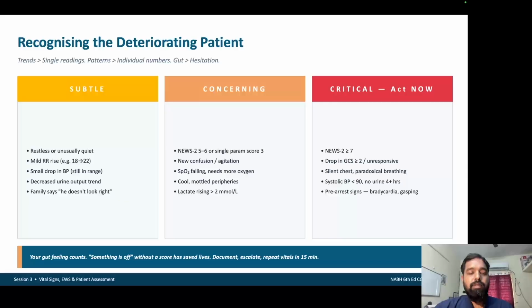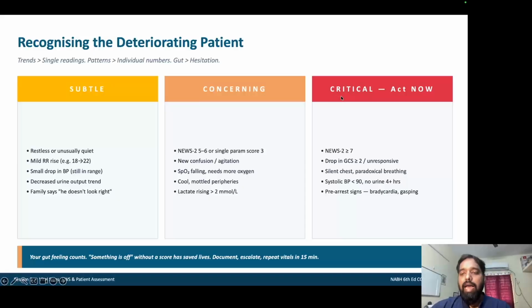Recognizing the deteriorating patient. In a subtle way, the patient may be restless or unusually quiet, with a mild increase in respiratory rate of 18 to 22, a small drop in BP still in range, and a decreased urine output trend. Family says he doesn't look right. In a concerning case, the NEWS 2 score may be 5 to 6, or a single parameter score of 3, with new confusion or agitation, saturation falling, and needing more oxygen. The patient may have cold or mottled peripheries, and lactate rising more than 2 millimoles per liter.